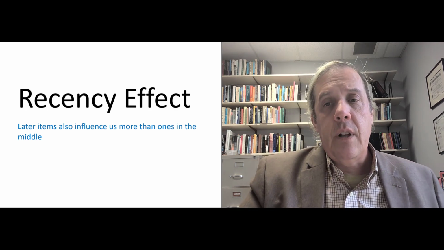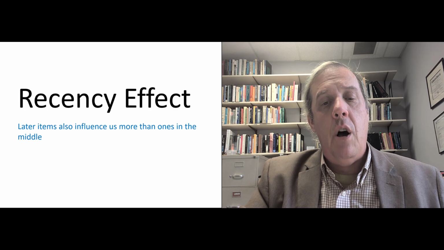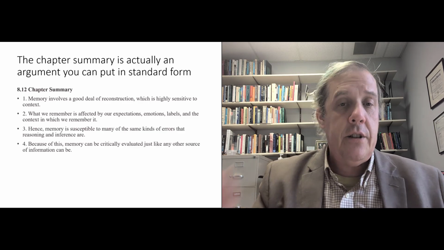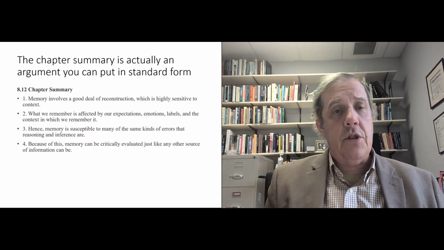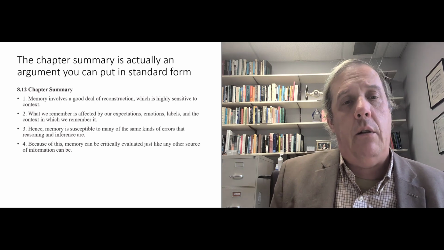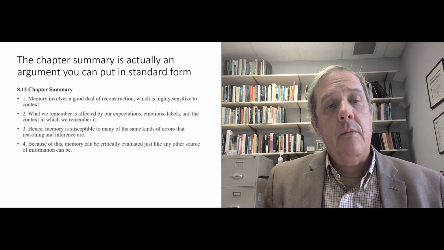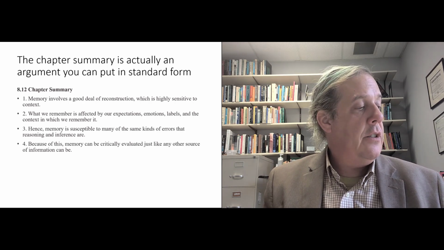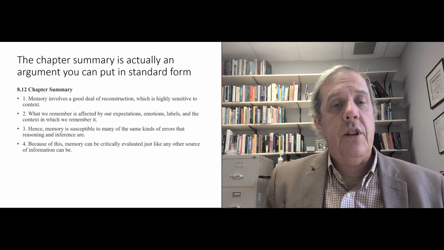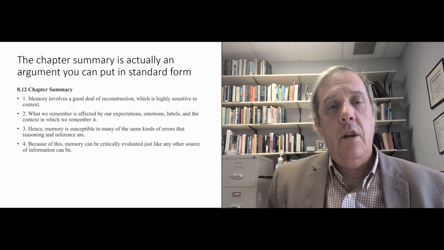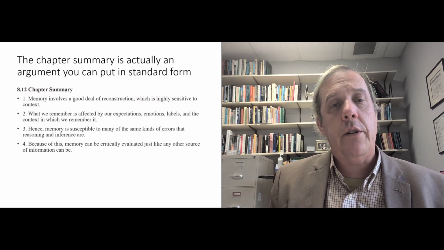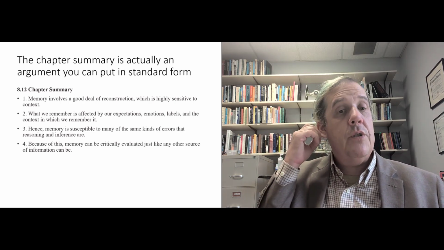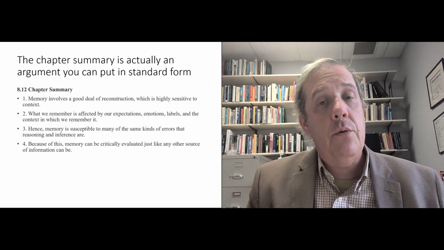Okay. So there are additional exercises, and you need to do all of those. There was one more that I added because I noticed that the chapter summary, section 8.12 of the reading, actually doesn't just look like an argument, it's an argument. See the words hence and because? So in fact, you can reconstruct this chapter summary as an argument in standard form. So that was one of the other exercises that I asked you to do.